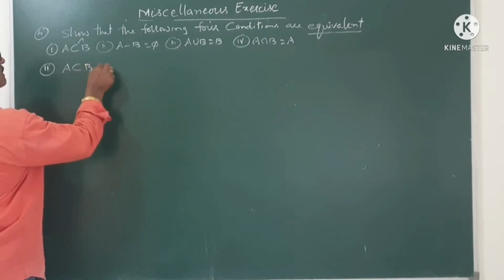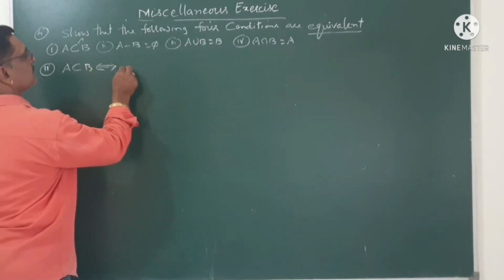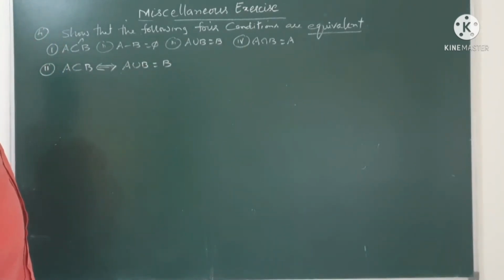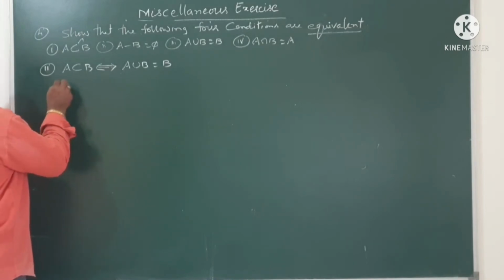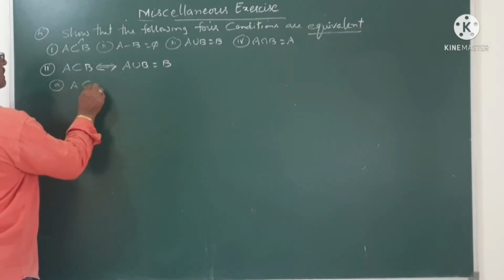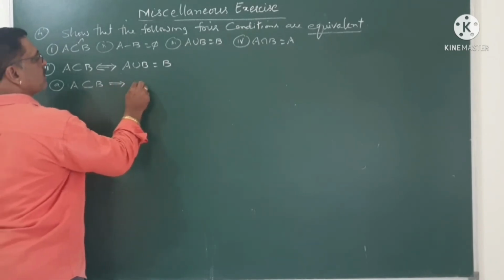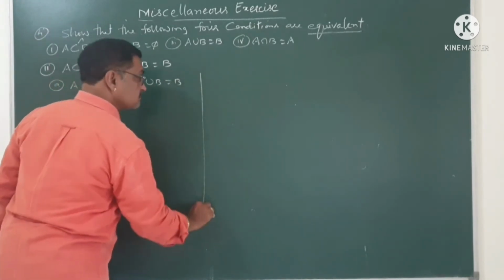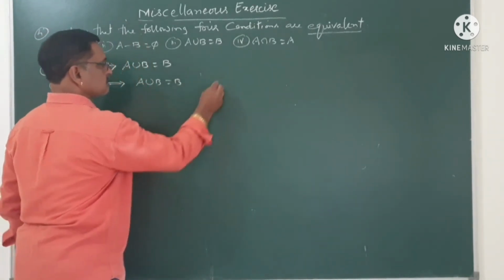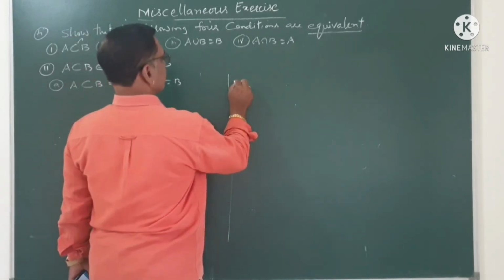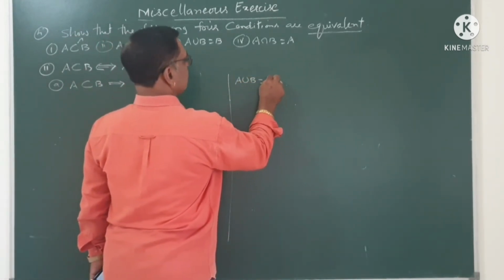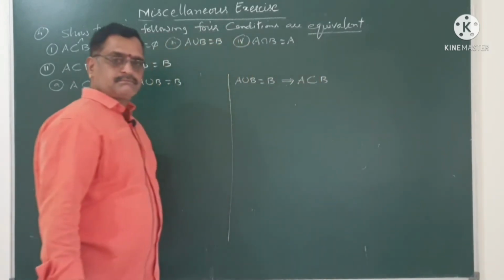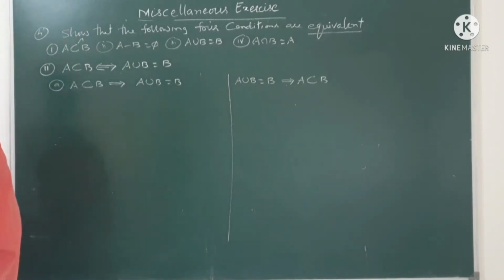A is a subset of B implies and is implied by A union B is equal to B. We have to prove it, so it also has two parts. Part 1: A is a subset of B implies A union B is equal to B. Second one: A union B is equal to B implies A is a subset of B. So we take one by one.